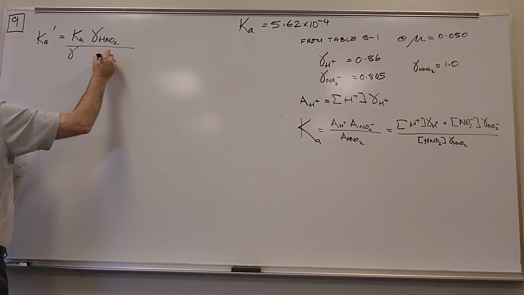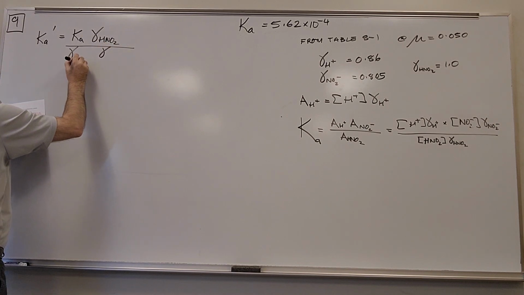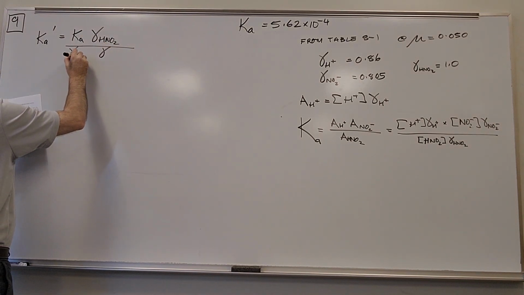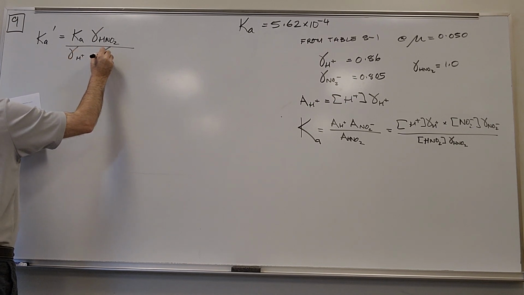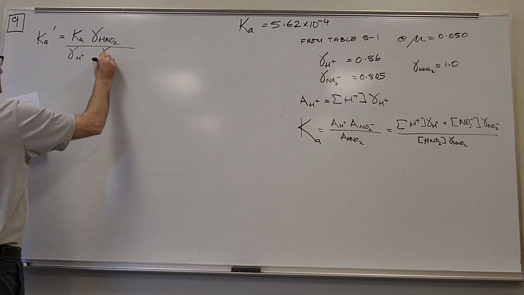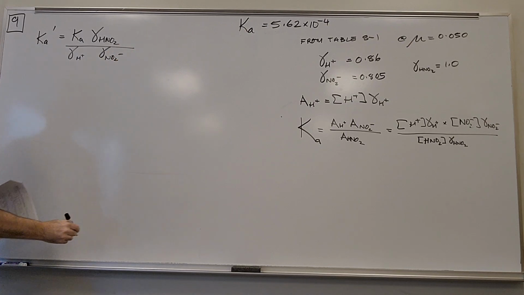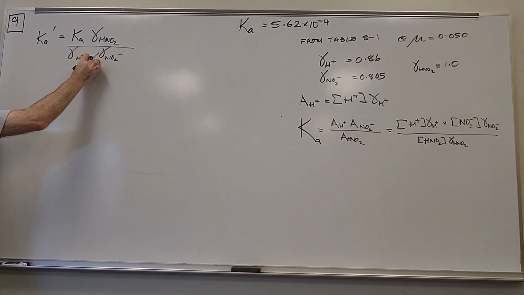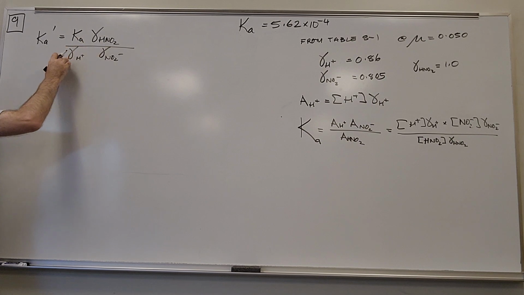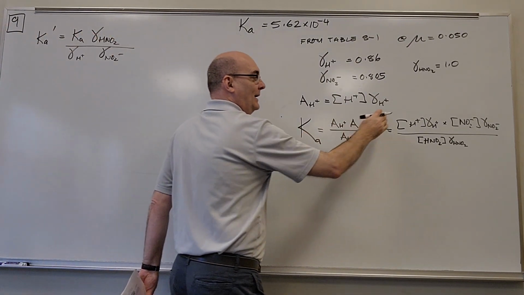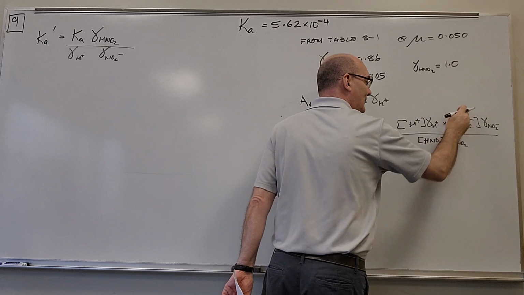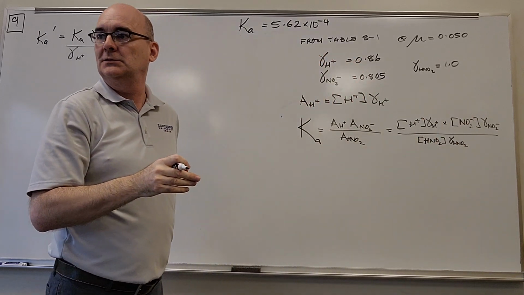You have to write it down before you can see it. H pluses and NO2 minus. See, the role of the gammas, the activity coefficients, is just to modify what we already have. And the Ka is already taking care of the concentrations.